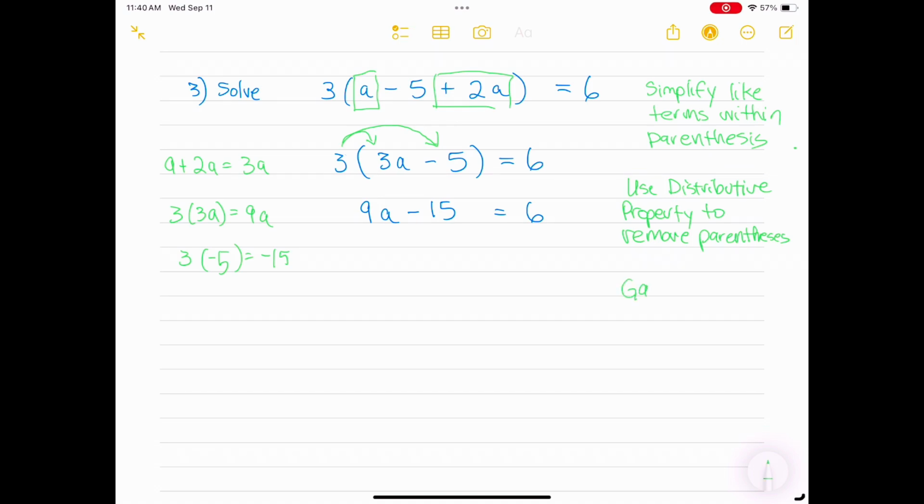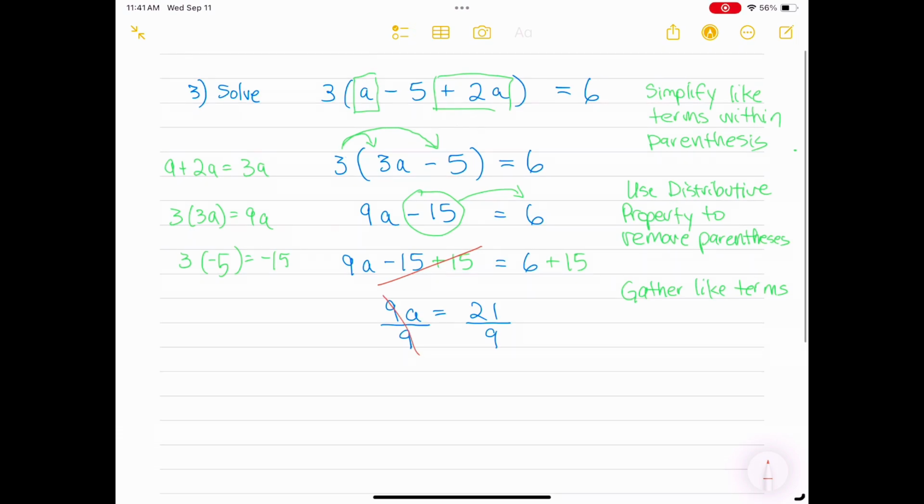Now we gather like terms by bringing the number negative 15 over to the right-hand side of the equation by adding 15 to the left-hand side, and whatever we do to the left-hand side, we must also do to the right-hand side. So now we have 6 plus 15 on the right-hand side. On the left-hand side, minus 15 plus 15 equals 0, leaving 9a by itself. And on the right-hand side, 6 plus 15 equals 21.